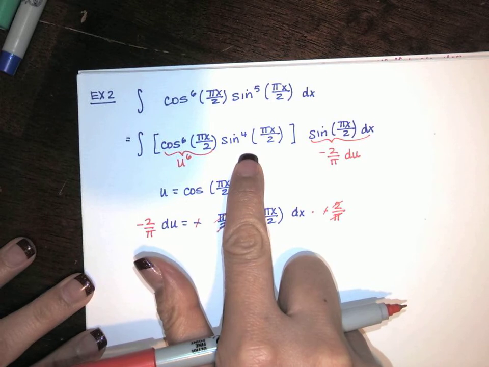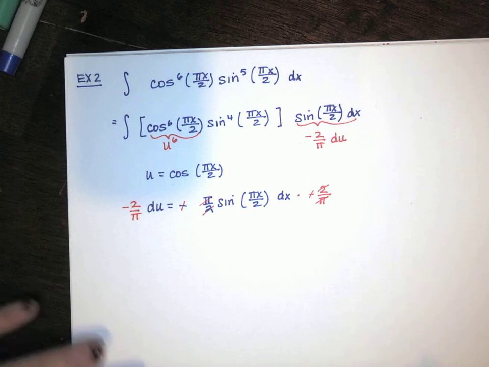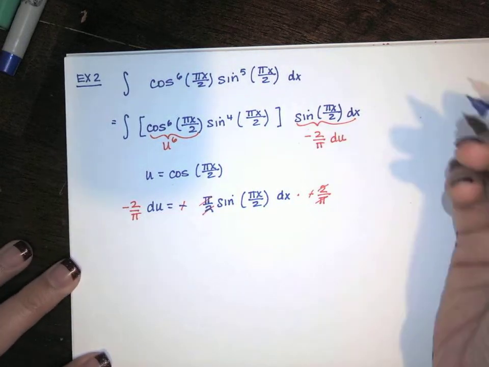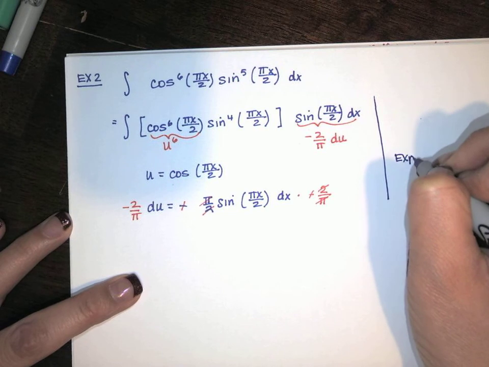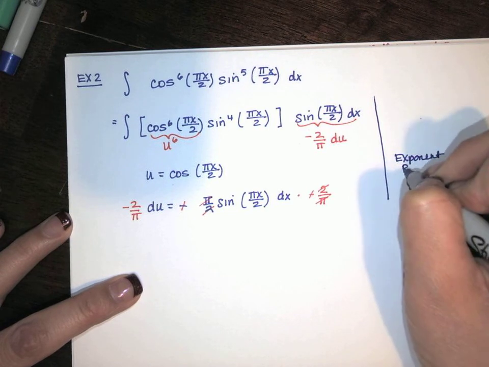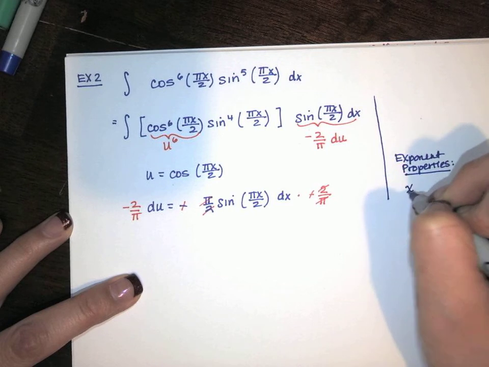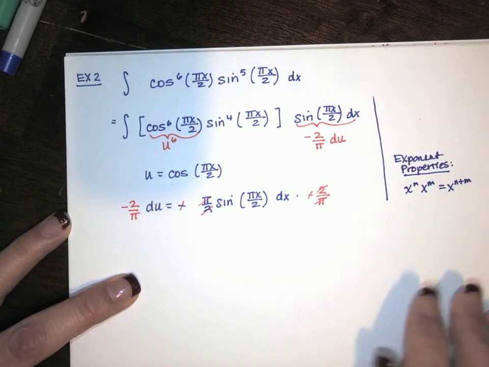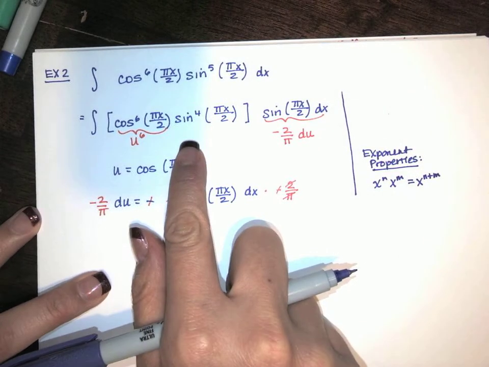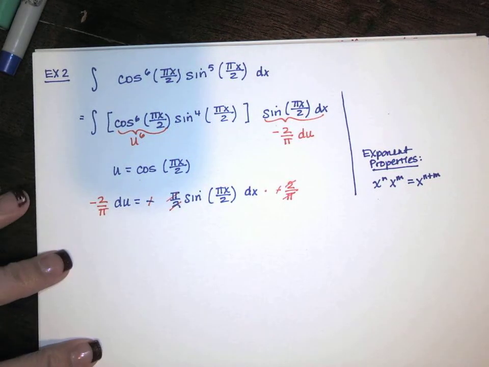Now that sine to the 4th might be a little bit harder to manage. You can think of that sine to the 4th as sine squared times sine squared. Remember from our exponent properties, if you have x to the n times x to the m, that's x to the n plus m. So if I have 4 sines, I could just make that sine squared times sine squared, and I think I will.